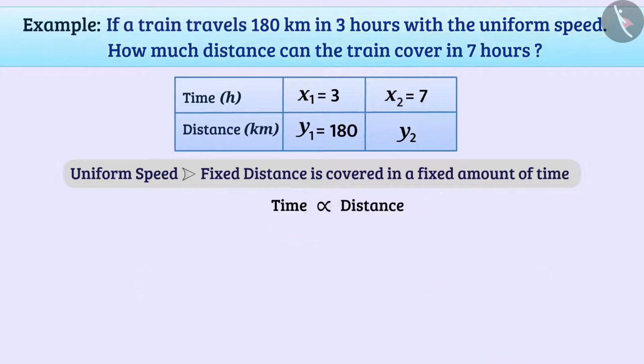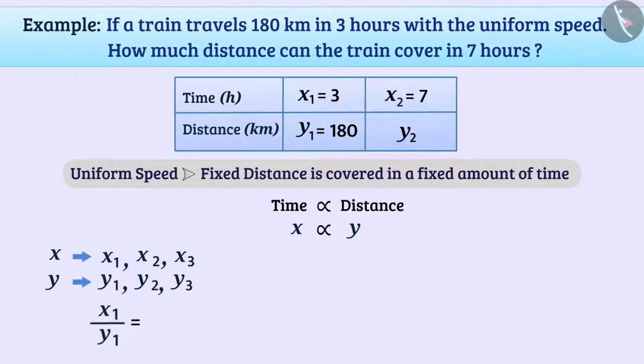In the last video, we learned that if x is directly proportional to y, and if the values of x are x1, x2, x3 and so on, and the values of corresponding y are y1, y2, y3 and so on, then x1 by y1 is equal to x2 by y2 is equal to x3 by y3 and so on.